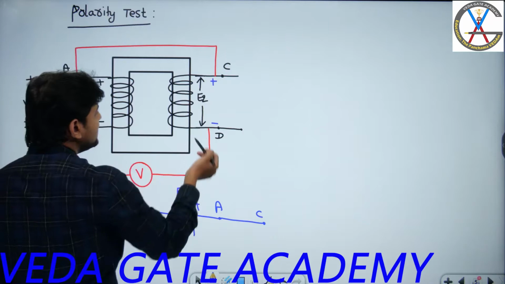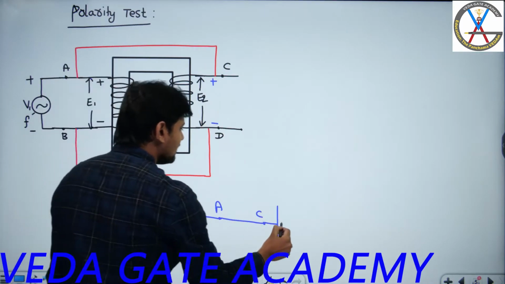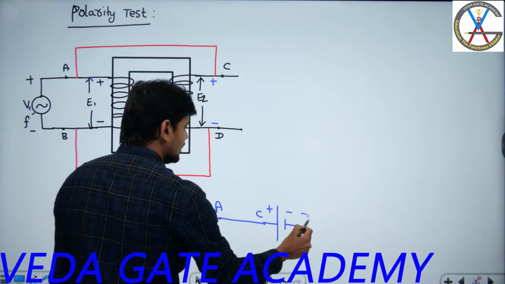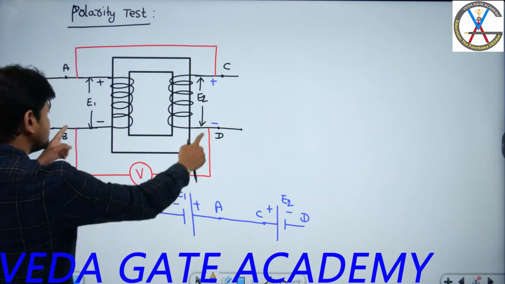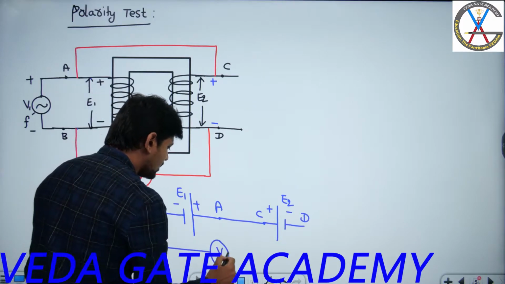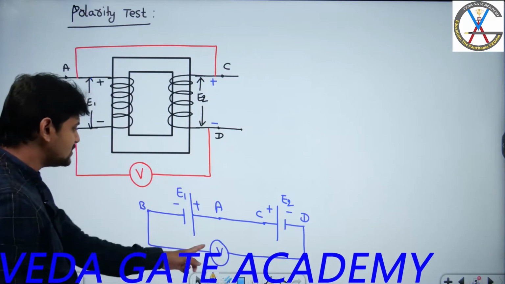Now if you observe A and C, how they are connected: short circuited. Now C is having a positive potential and D is having a negative potential. Across CD you will have EMF E2. Now across B and D, I have connected a voltmeter.